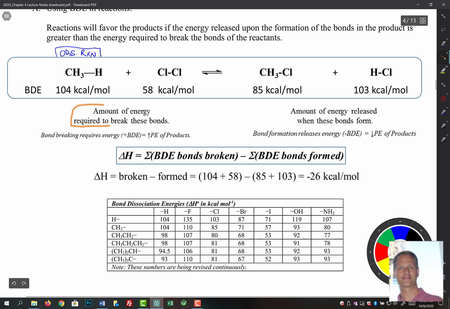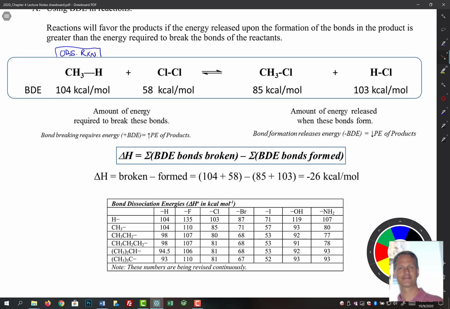That's the amount of energy required to break the bonds, and this is the amount of energy released when those bonds form. So what we're going to be looking at here is this: our delta H is going to be equal to the BDE of bonds that are broken minus bonds that are formed. So it's broken minus formed. The broken is on our reactant side, and formed is on our product side. In GChem, you probably did products minus reactants. Here we're doing reactants minus products.